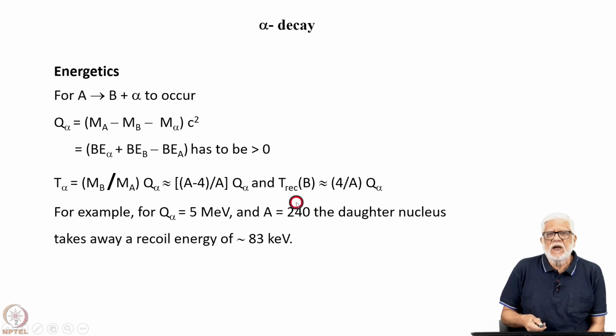On the other hand, the recoil energy, which means the energy taken away by the recoiling B nucleus, is about 4 by A times Q alpha approximately. So, if you have a Q alpha of let's say 5 MeV and a nucleus of mass 240 which is decaying, the daughter nucleus, with A equal to 236, takes away a small amount of energy, not very close to 0, about 83 keV. So, it is in principle measurable with detectors which have resolutions better than this.